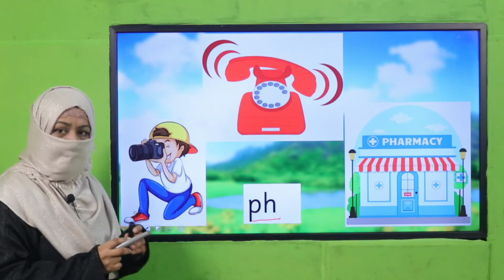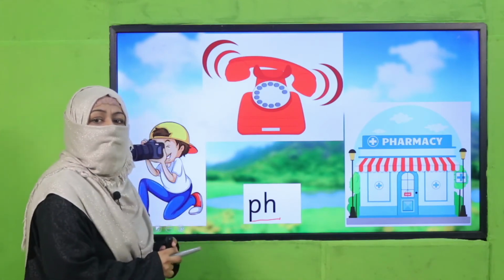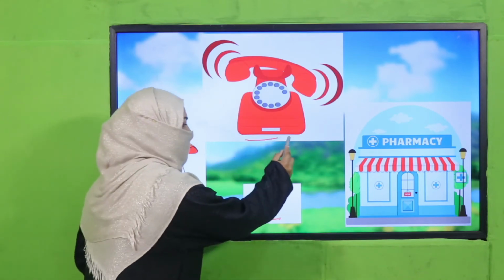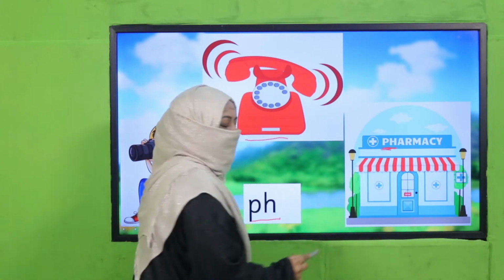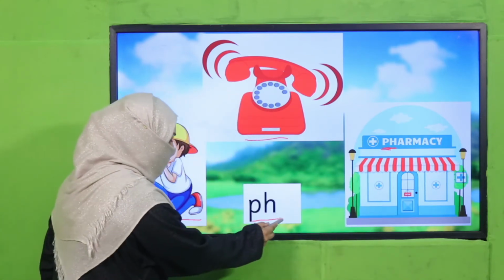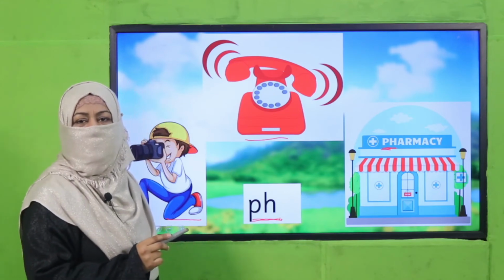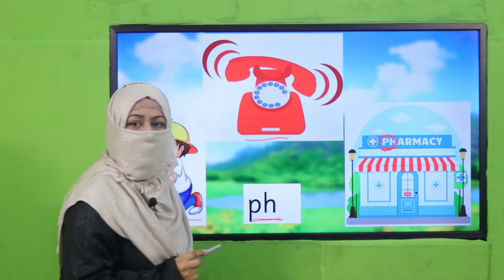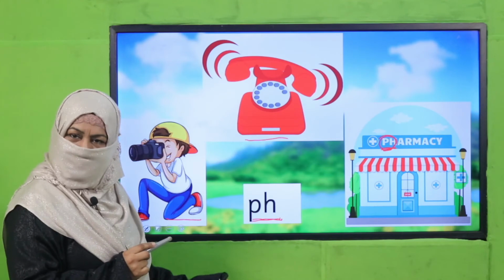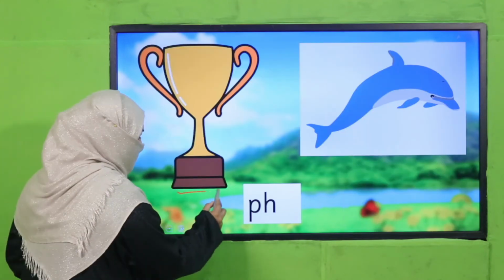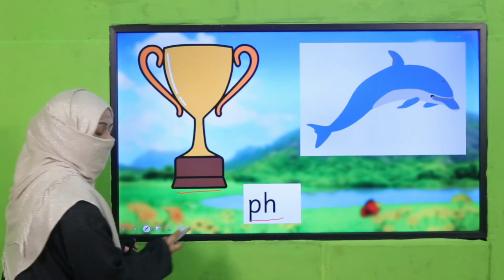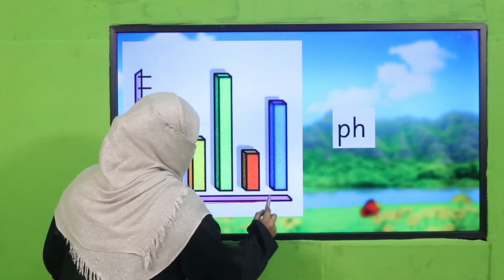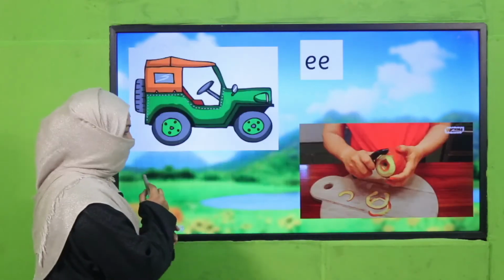Now ph together, we know this is not a p sound, it's an f sound, as in photographer, as in phone, as in pharmacy, right? This is the initial sound of ph, which is an f sound. Okay, so whenever you find these two letters together, you will pronounce it as an f sound, phone, right? Okay. Trophy, it is in the middle, but still ph is coming together, so it's an f sound. Trophy, dolphin, graph. Now it is the final sound, graph.